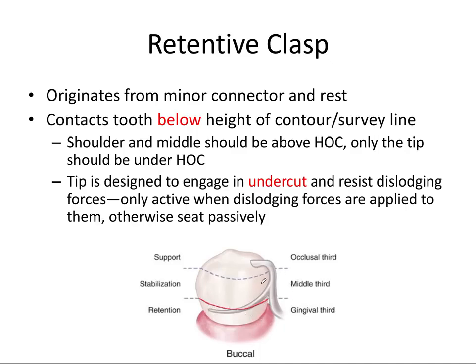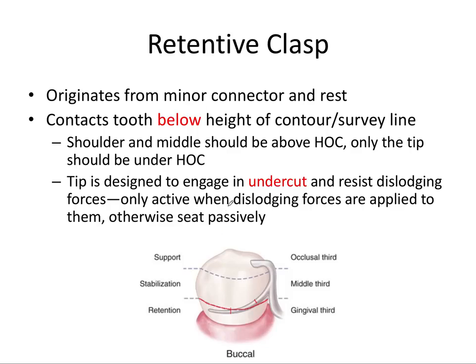So if you want this clasp to click into place, you want that tip to engage underneath the height of contour. Now the rest of this clasp, including the shoulder, which is this first third, and the middle third, if we can divide the clasp up into thirds so you can get a better view of what I'm talking about, these two thirds should be above the height of contour, whereas the tip should be the only part engaging underneath it. And the tip is again designed to engage in what's called an undercut and resist dislodging forces.